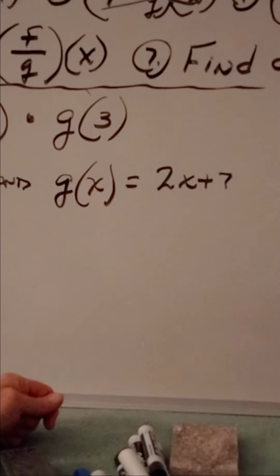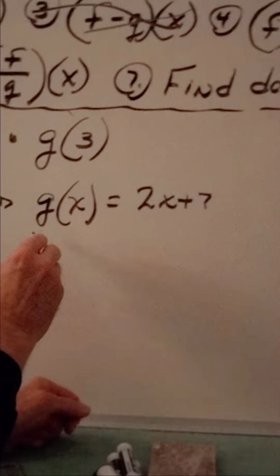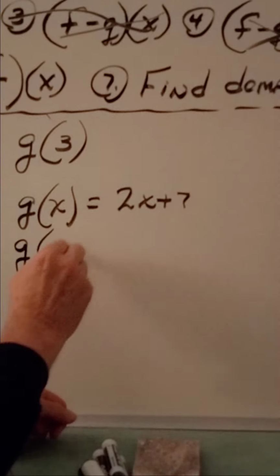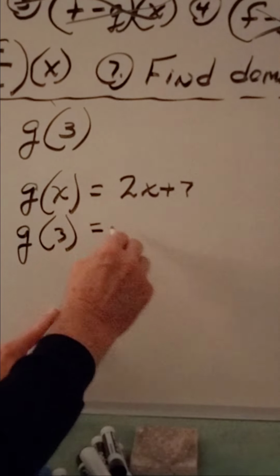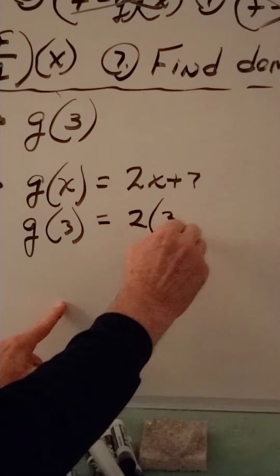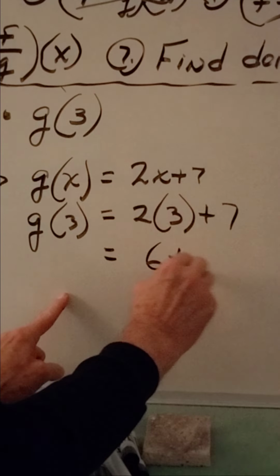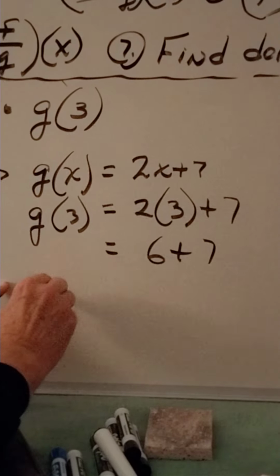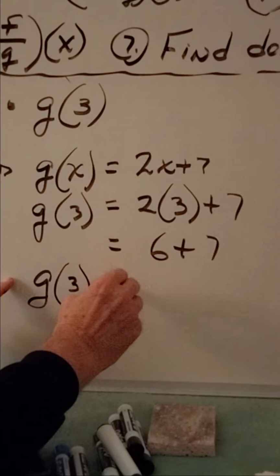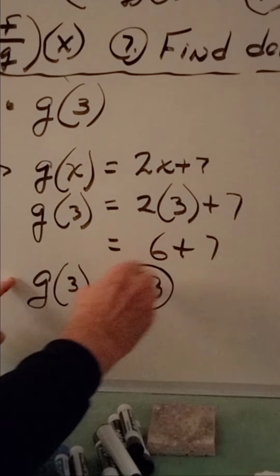Let's do function g when the domain is 3. G of 3 is equal to 2 times 3 plus 7, which is 6 plus 7. G of 3 is equal to 13.